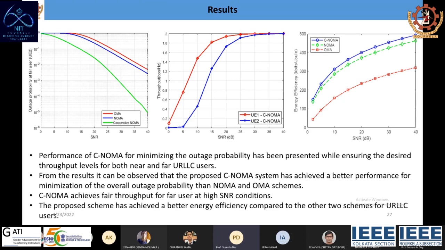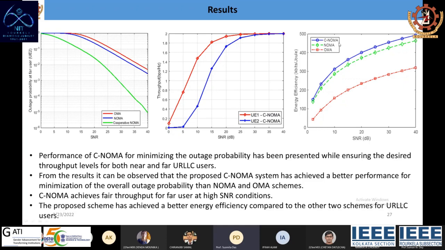So this is the proposed NOMA for minimizing the outage probability. The outage probability was in the setup, then throughput and energy efficiency. From these results, we observed that the proposed NOMA system has achieved better performance for minimization of outage probability compared to the other NOMA schemes.